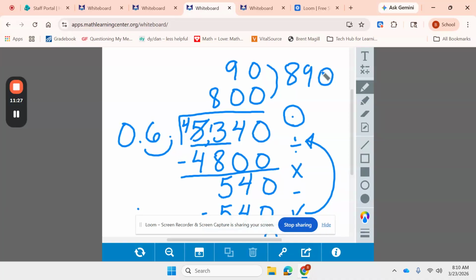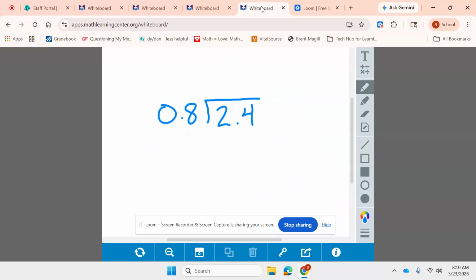So let's move on to the next one. Here's the skill for today: dividing a decimal number by a decimal divisor. So what would we do in this case? What would our steps be?